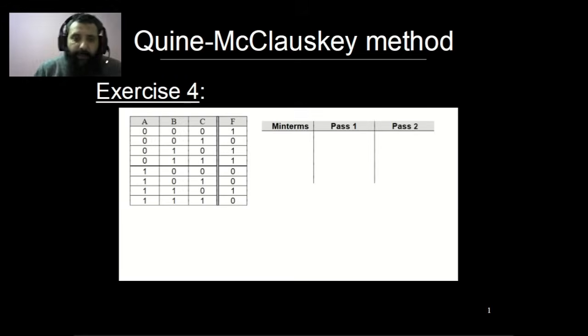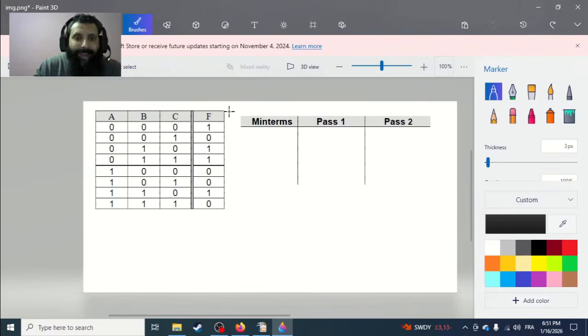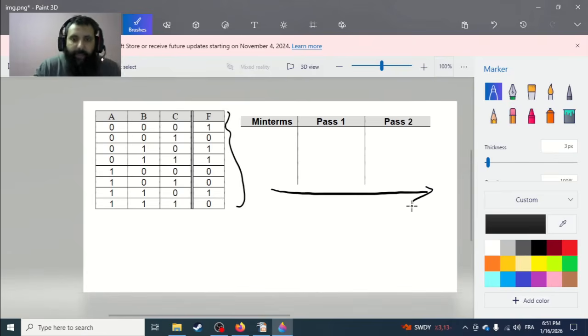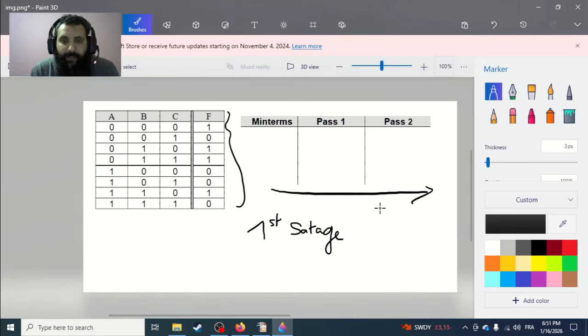Okay, let's start with the first example. We have here the truth table, and we have here the table of the first stage. This is called the first stage. If you remember, in the lecture we explained that this method is composed of two stages. The first stage is the creation of this table that represents the aggregation of a hierarchy.